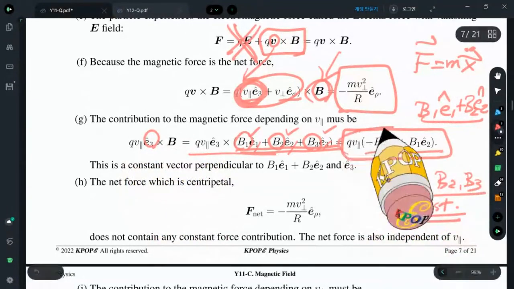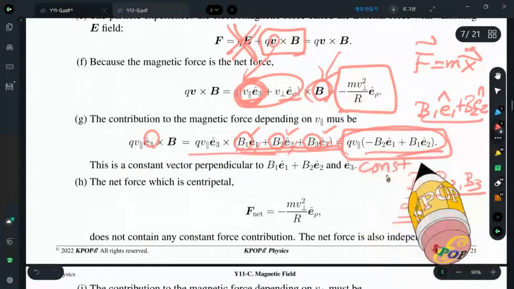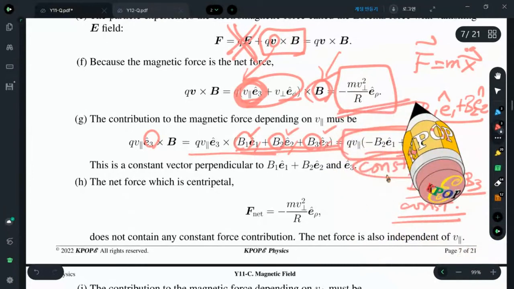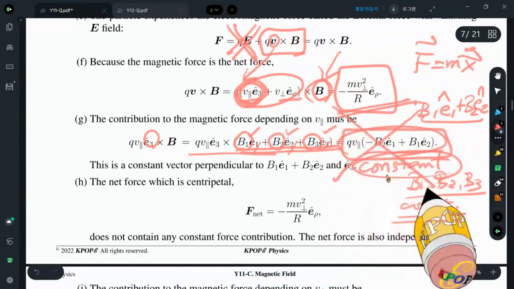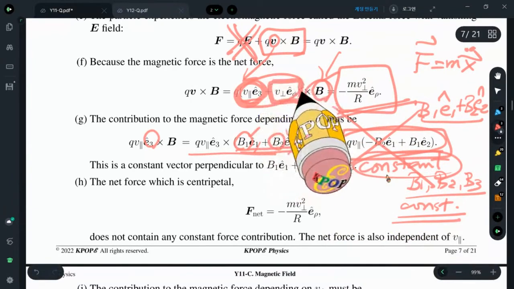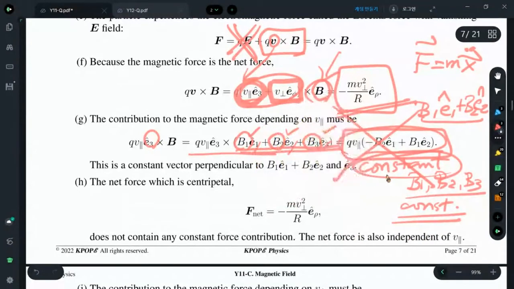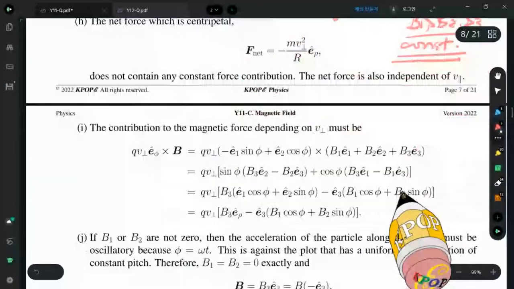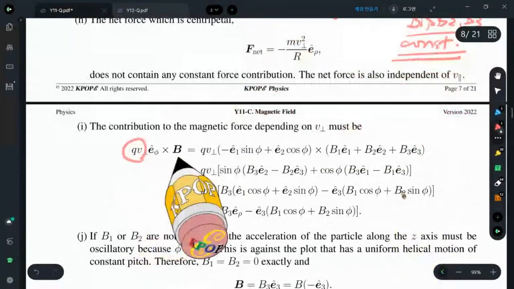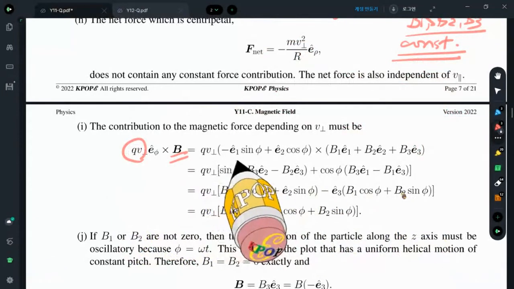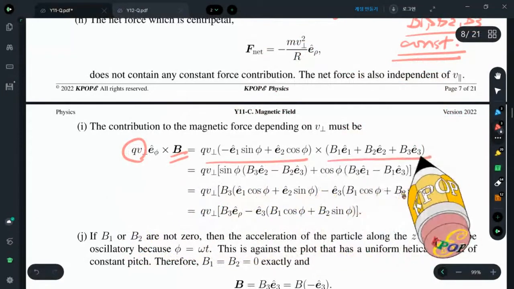However, still, this is a constant. This is constant. Acceleration is not constant at all. So we get rid of this contribution too. Therefore, the only remaining piece is this contribution. So the V perpendicular contribution to the magnetic field will give the explicit expansion.